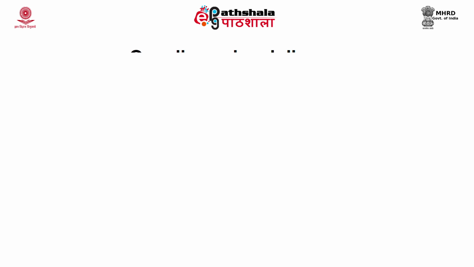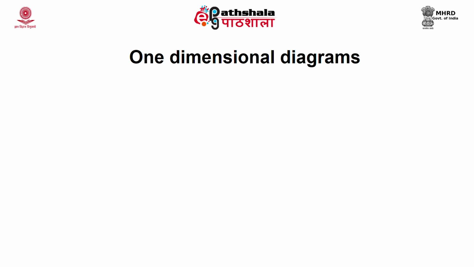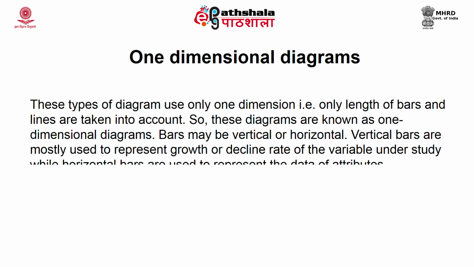Now we come to the one-dimensional diagram. This type of diagram uses only one dimension, that is, only the length of bars and lines is taken into account. So, these diagrams are known as one-dimensional diagrams. Bars may be vertical or horizontal. Vertical bars are mostly used to represent growth or decline rate of the variable under study, while horizontal bars are used to represent the data of an attribute.